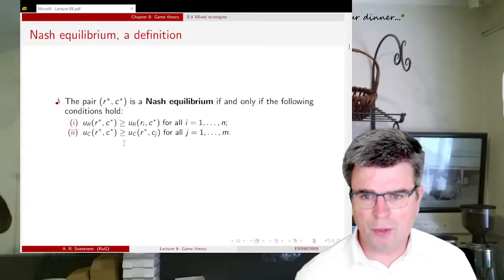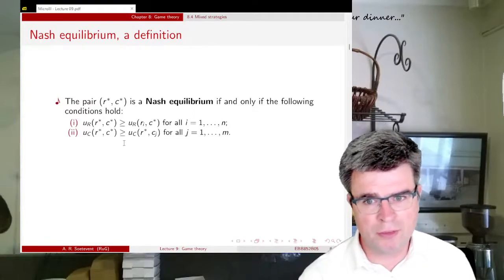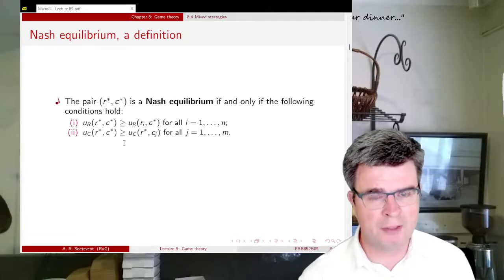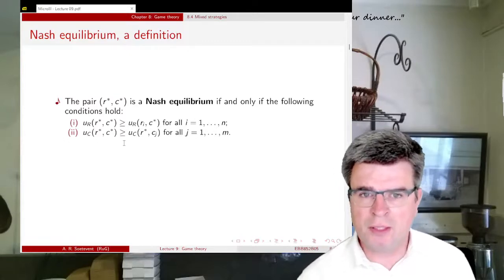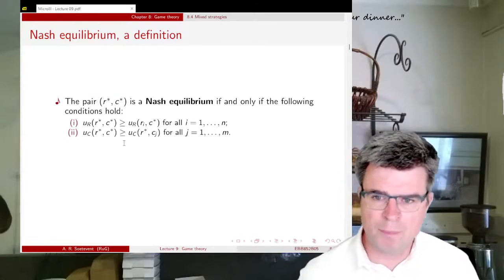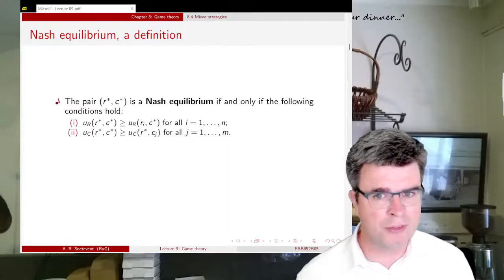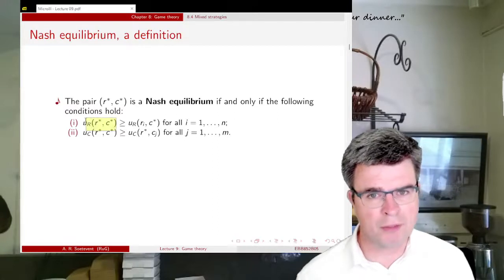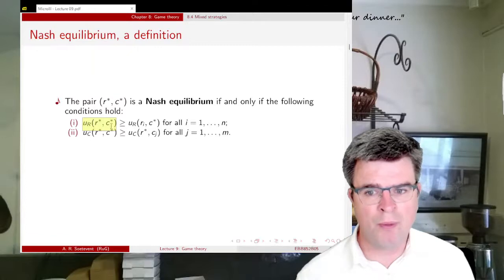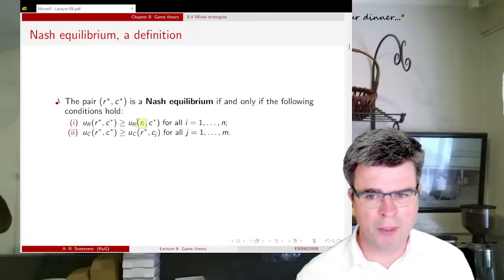So the formal definition of a Nash equilibrium is that it's a pair of strategies such that none of the players has an incentive to deviate from his or her strategy given the strategy of the other players. So formally, the pair of strategies R star, C star is a Nash equilibrium if for both players it holds that the payoff of playing this pair of strategies is at least equal to the payoff if, given what the other player does, one of the players will deviate.